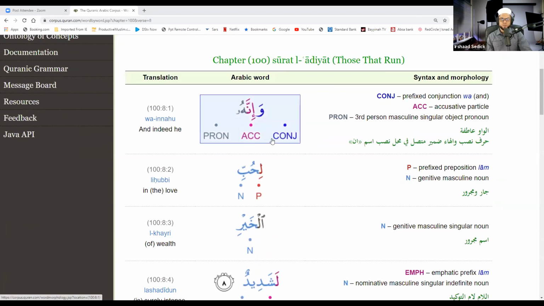Wa innahu, and indeed he, again you have the same thing. So you have the wawul atf. Inna, the who is the ismu inna.